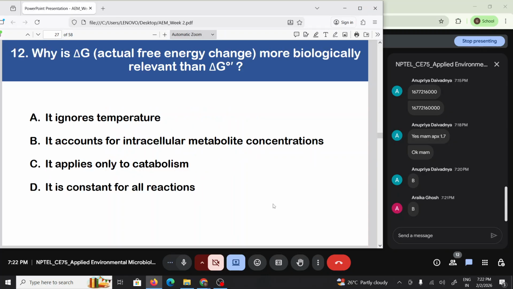Okay, now again about the same Gibbs free energy. Why is del G, which is the actual free energy change, more biologically relevant than del G naught prime? Try to understand the difference between del G and del G naught prime and then answer the question.